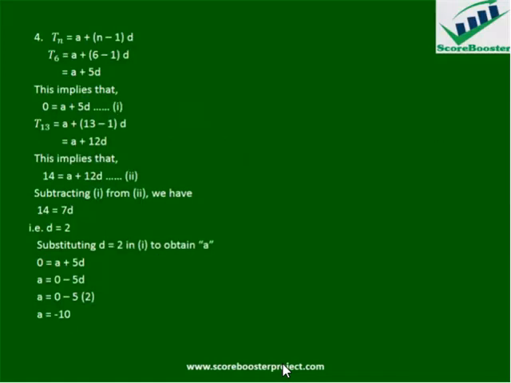Now we move to the fourth question. The sixth and 13th terms of an arithmetic progression are 0 and 14 respectively. Find the arithmetic progression. Here, the value for the sixth term is 0 and the value for the 13th term is 14. So we have to find that particular AP. We find its first term, its second term, its third term, its fourth term, and so on. So to find this, we have to know the first term and the common difference.